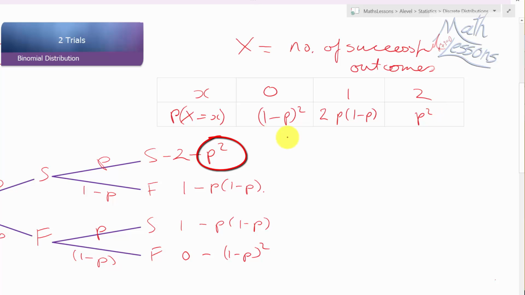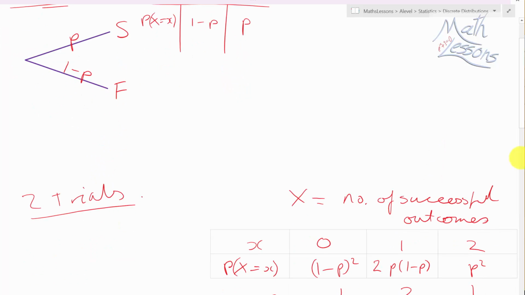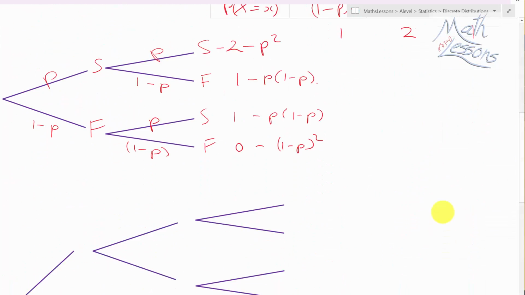So note the number of ways that we can get this. It's 1, 2, 1. One way we could get that, two ways you can get that, one way you can get that result. If we go back here, there was one way we can get that, there was one way we can get that: 0 successes, 1 success, there's only one way for each. I wonder if you can spot a pattern occurring.